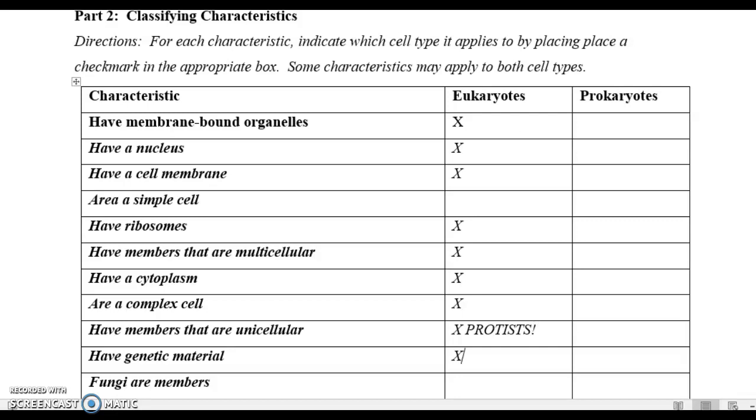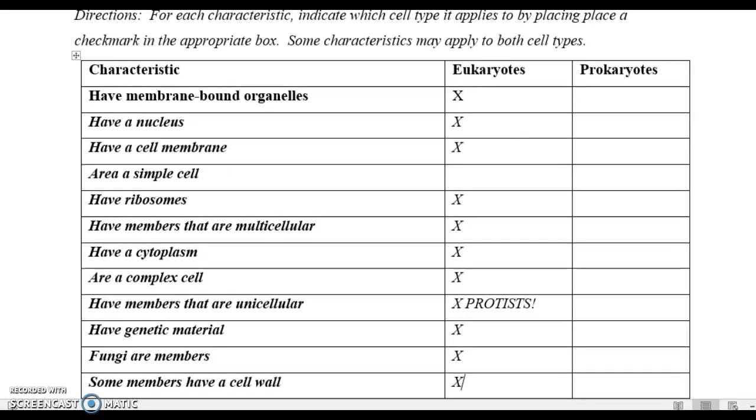They do have genetic material. They contain fungi, that was up in the chart above. And some members have a cell wall, such as plants. All right, let's do the same for prokaryotes.